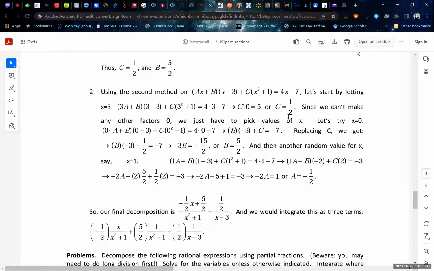Now, since we can't make x squared plus 1 equal to 0, we just have to pick values for x. And then we can always use our c value to further simplify the expression.